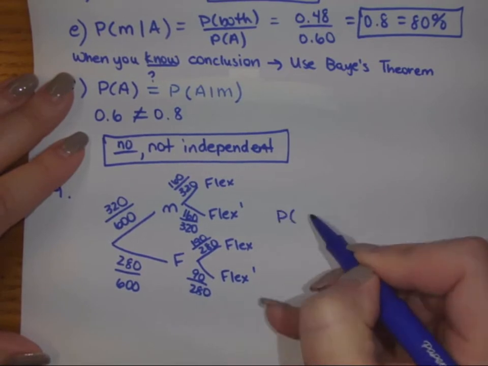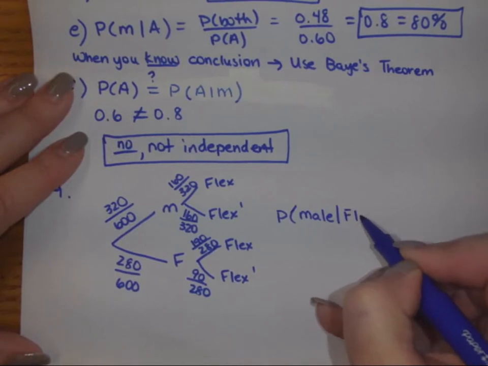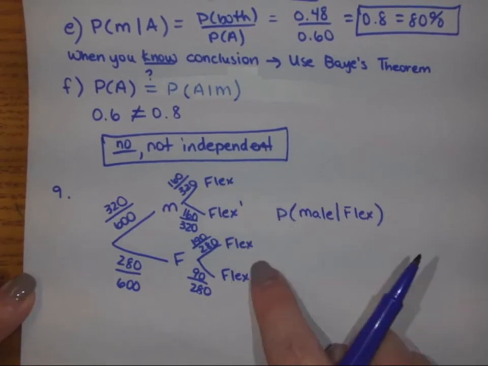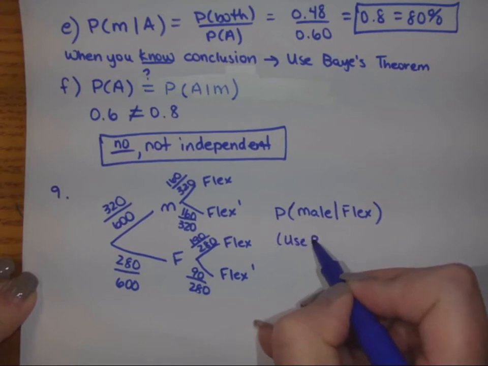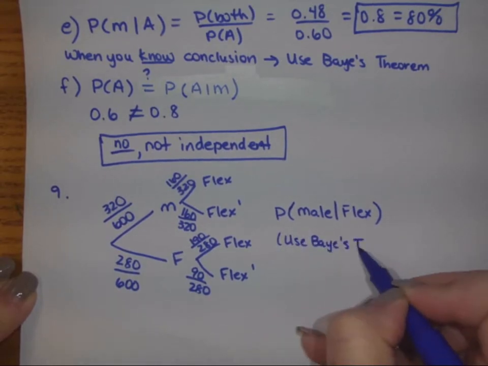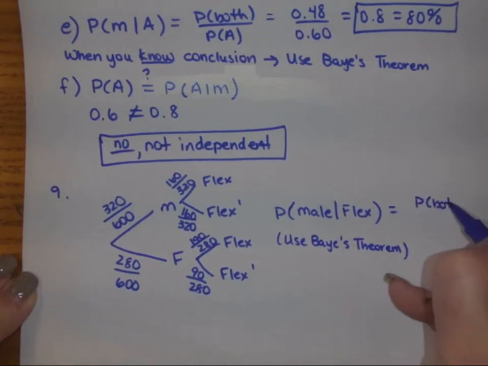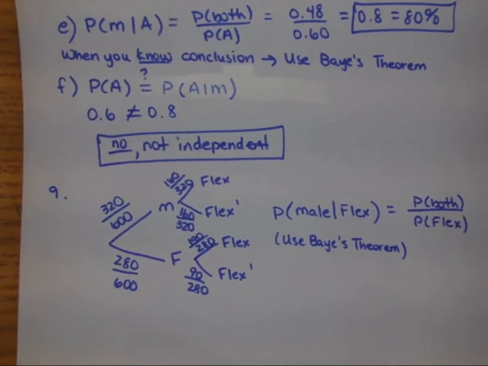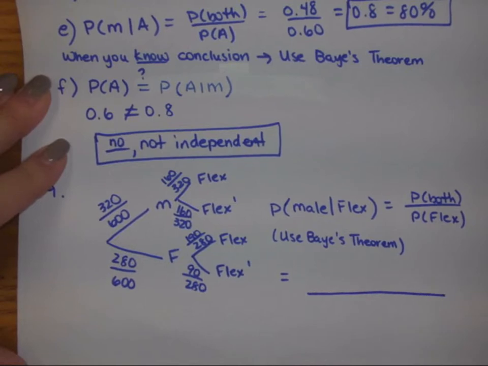Okay. So the probability the employee is male given that we know they're on flex. Okay, so by the way, notice that we know the outcome, right? We know that they're on flex, so that means we need to use Bayes' theorem. So it's going to be the probability of both over the probability of the second thing. Probability both of male and flex, in other words. Okay, so let's kind of look at what that is. You can do a lot of simplifying here, or you can just kind of enter it in as it is.